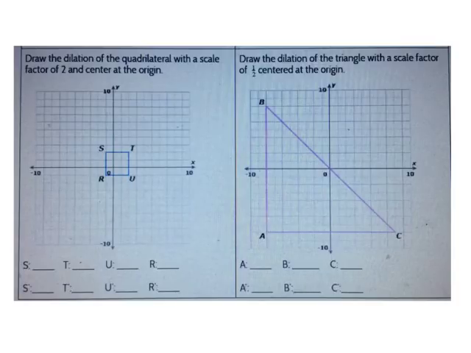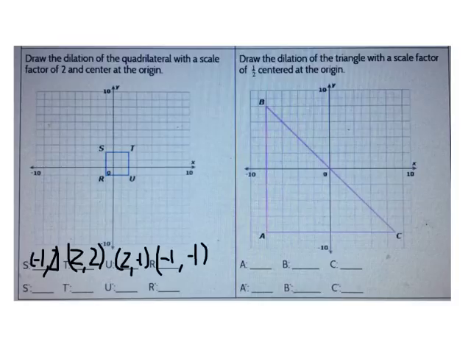We also talked about dilating shapes about the origin. Draw the dilation of the quadrilateral with a scale factor of 2 and a center at the origin. First, let's write the original ordered pairs for S, T, U, and R. What are they? S is at -1, 2, T is at 2, 2, U is at 2, -1, and R is at -1, -1. Now, what will be the new ordered pairs after the dilation? Multiply each ordered pair by 2.